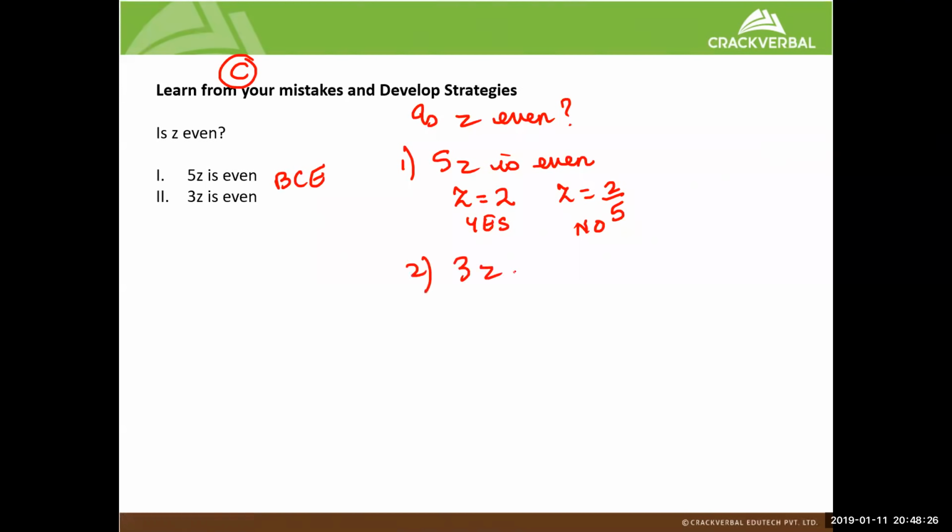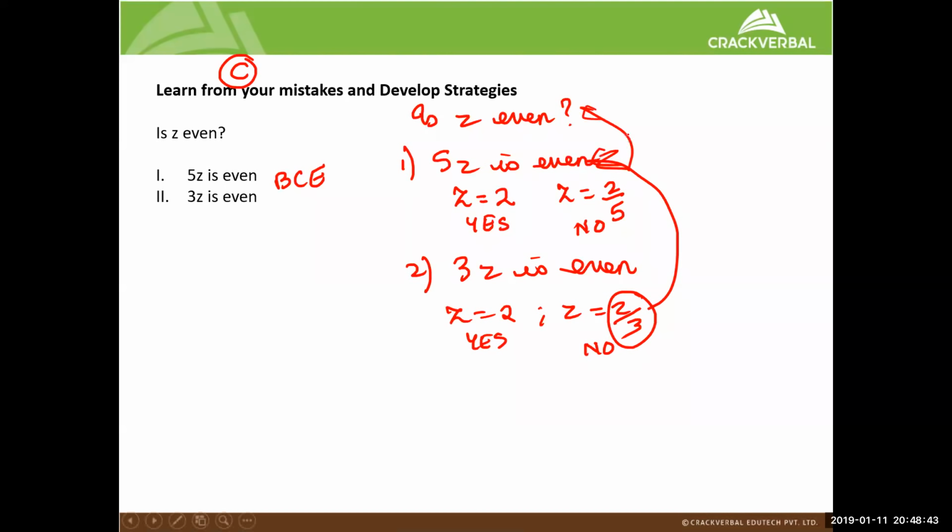Now the same thing I can do for the second statement. The second statement says 3Z is even. Again, nowhere has it told me that Z is an integer. So Z can be 2, and this gives me a yes. But Z can also be 2 by 3, and this gives me a no, because 3 into 2 by 3 is 2. If Z is 2 by 3, is Z even? Definitely not. So I get a yes and a no. It doesn't answer the question with a definite yes or no, so clearly insufficient. Got it?